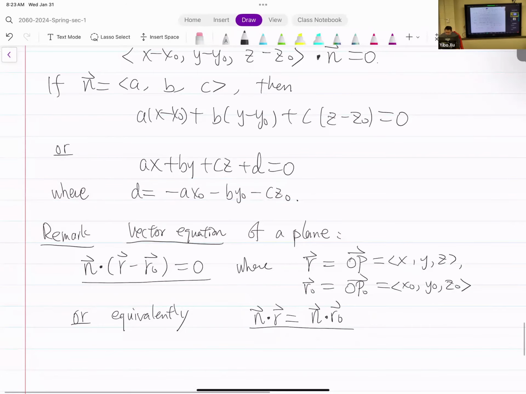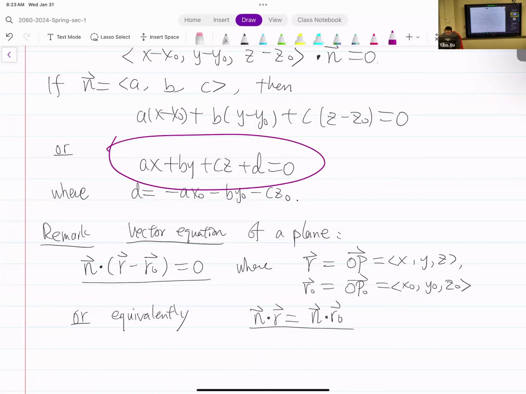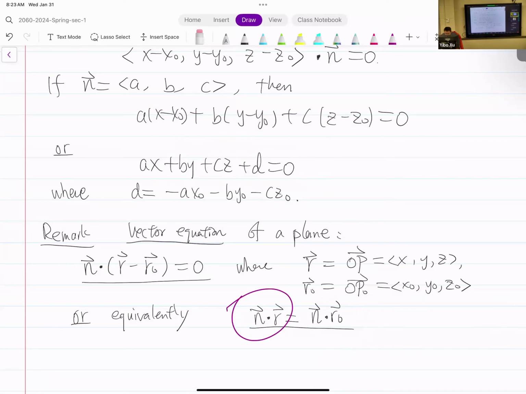That's actually also really similar to this. ax plus by plus cz is actually this part. But then if you move the d to the right hand side, that's exactly the right hand side constant. So they're highly related.